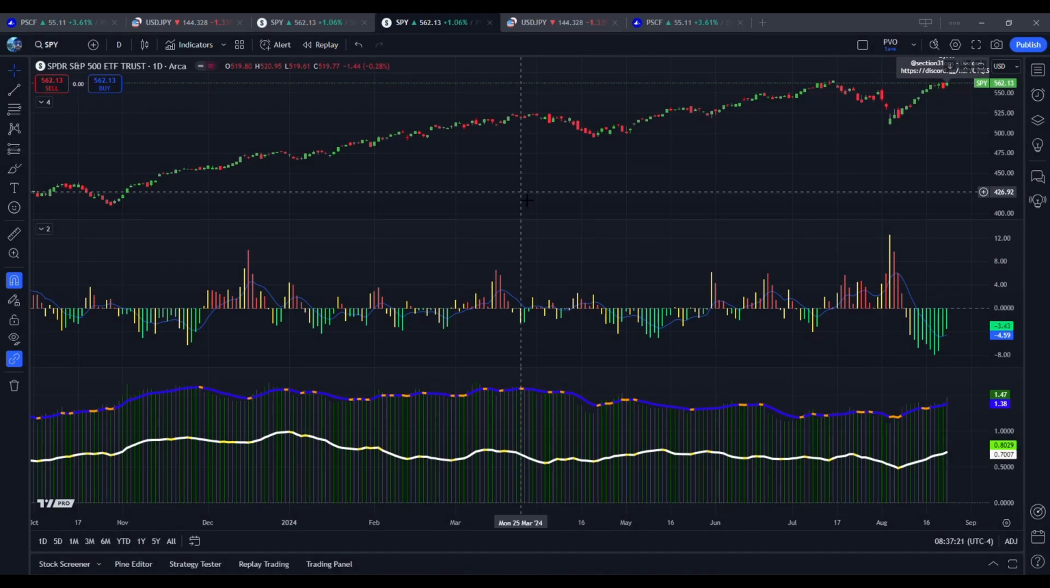Okay, so I want to introduce you to my second smart money indicator. This one is a riff on a more common indicator known as a percentage volume oscillator, although I set mine up a little bit different.